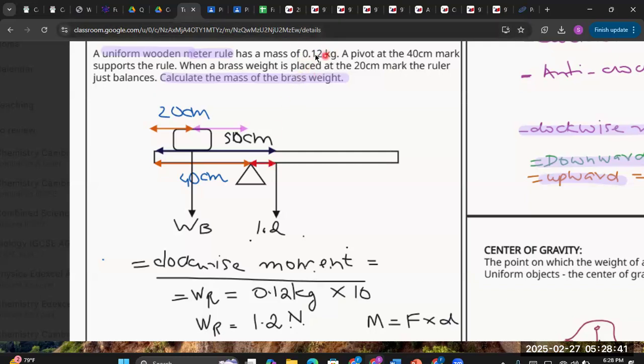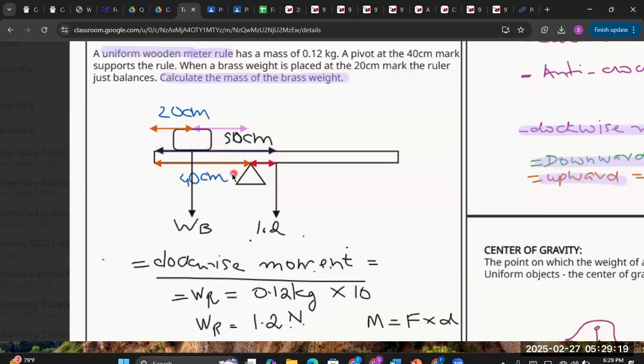So 0.12 is the mass of the meter ruler. Now, one thing that you have to always remember, whenever you have a uniform object, the mass always acts at the center. Always. So that means this is the mass of the scale, 0.12. So where is it acting? It is acting at the center. So that means the distance of the mass 0.12 is 50 centimeter.